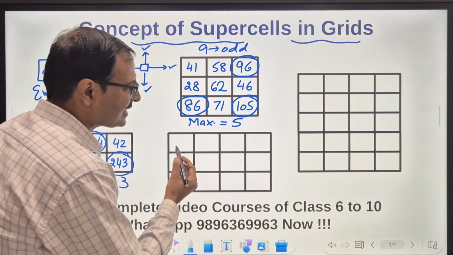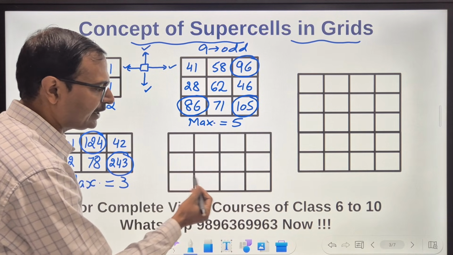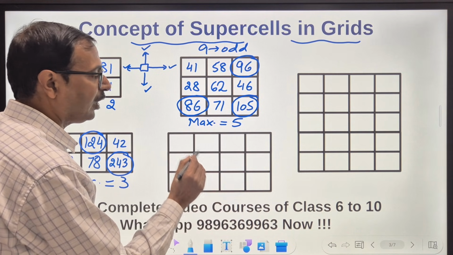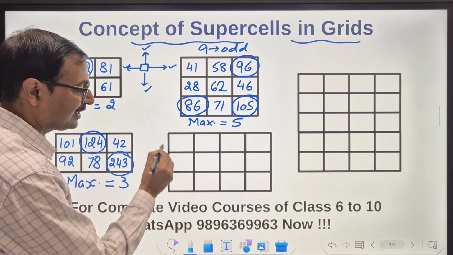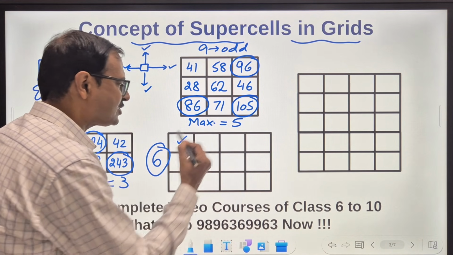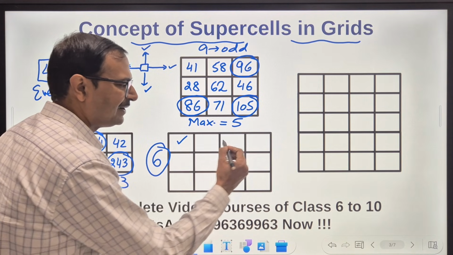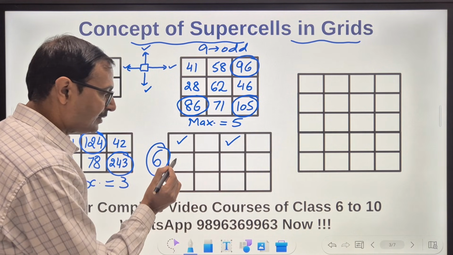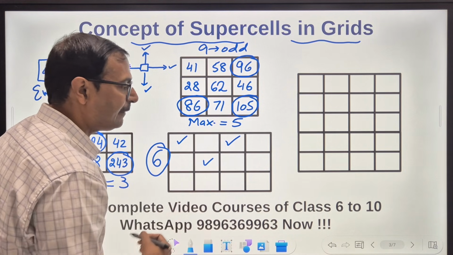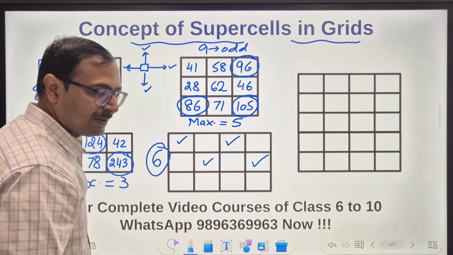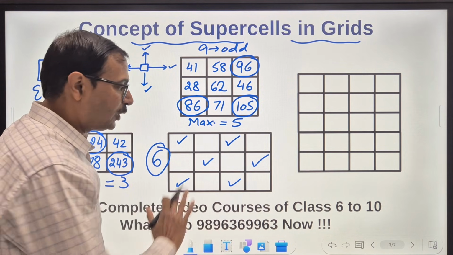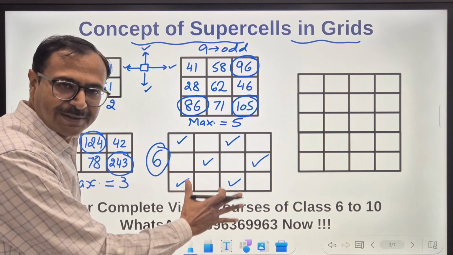Now let's see here. How many cells are there? 1, 2, 3, 4, 5, 6, 7, 8, 9, 10, 11, 12. 12 is even, right? So this can have a maximum of 6 supercells. Now let's see how. If this is a supercell, this cannot be a supercell. This can be, this cannot be. This cannot be because this is a supercell, its neighbor cannot be a supercell, right? This can be, this cannot be, this can be. And then likewise here, this can be, this cannot be, and this can be. So a maximum of 6 supercells here.